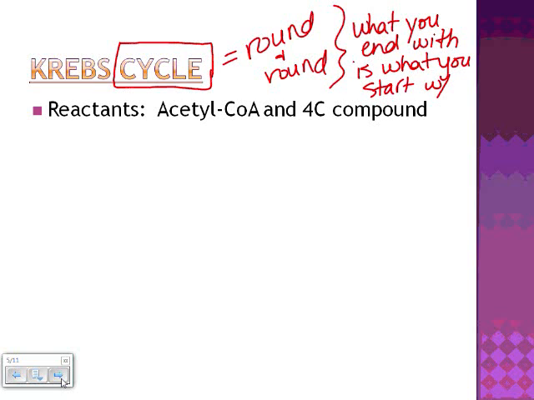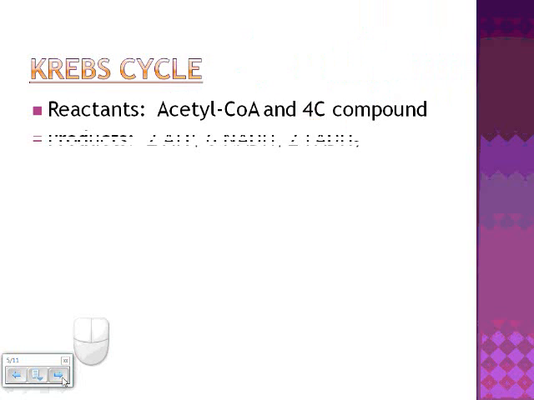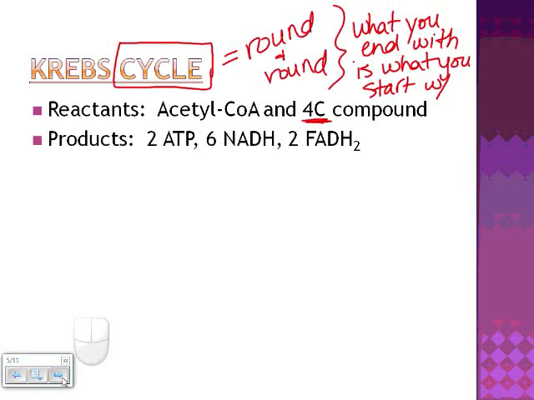All right, so that 4-carbon compound is going to be something that got recycled from the last time that the Krebs cycle went around. What's coming out? 2 ATP, 6 NADH, 2 FADH2s. Both of these molecules are temporary energy. FADH2, that's a new one. That's one that we haven't seen before.